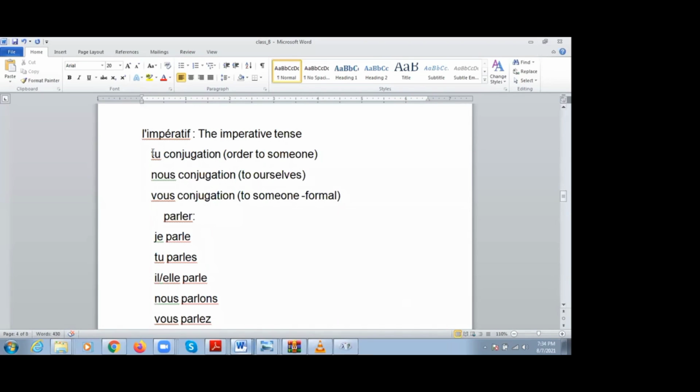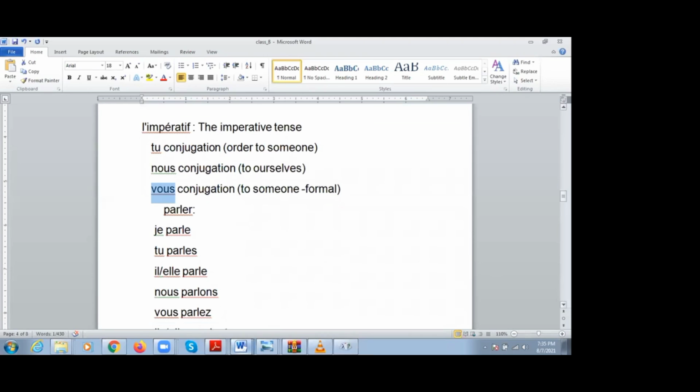Tu conjugation is used when you're talking to second person informally. Nous conjugation is used when you're talking to yourself. Vous conjugation is used when you're talking to second person formally. You will use the conjugation, but you will not use these subjects while you're giving command and order. Clear? Up to here.